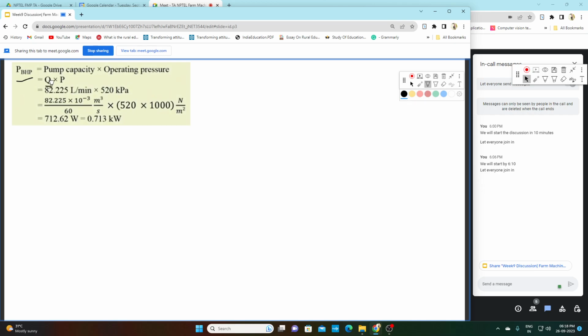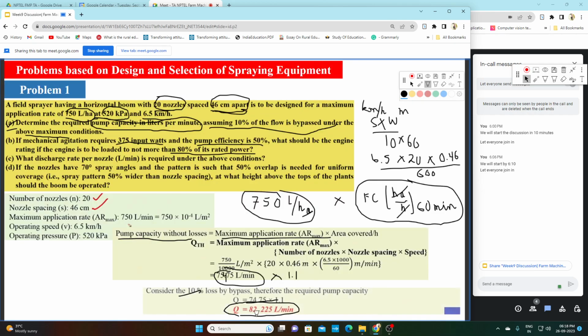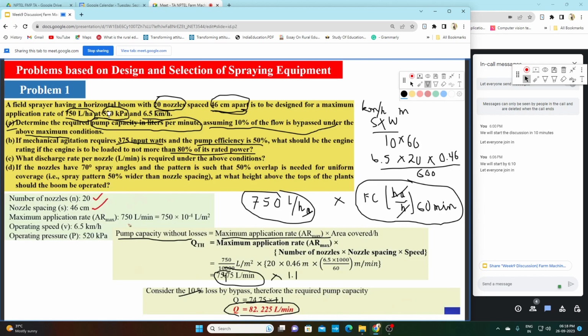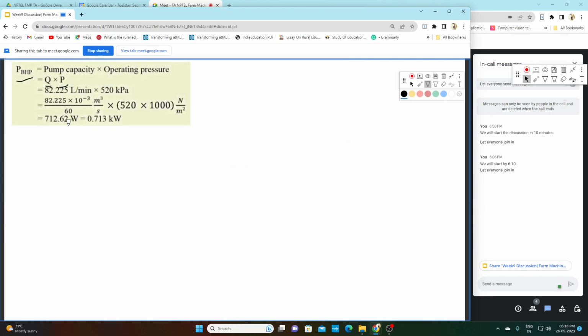Power is flow rate into operating pressure. We already got the flow rate, that is 82.225 liter per minute, and the operating pressure is also given, that is 520 kilopascal. When we do this, we will take care of the units. Liter we have to convert into meter cube, that is why into 10 raised to the minus 3, and minute we have to convert into second, 1 minute equals 60 seconds, that is why divided by 60. So unit conversion you have to take care.